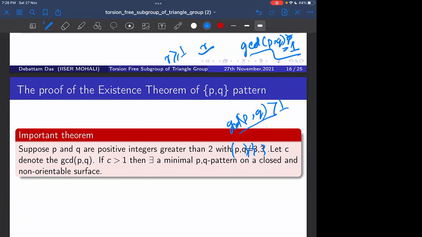And for our main result, you are saying that you are going to discuss the proof of the existence theorem only for GCD of P and Q greater than 1? Yeah, actually I'm not discussing the whole proof. I add a few steps towards the proof, but for GCD of P and Q greater than 1, not equal to 1. Yeah, for GCD greater than 1. Okay.